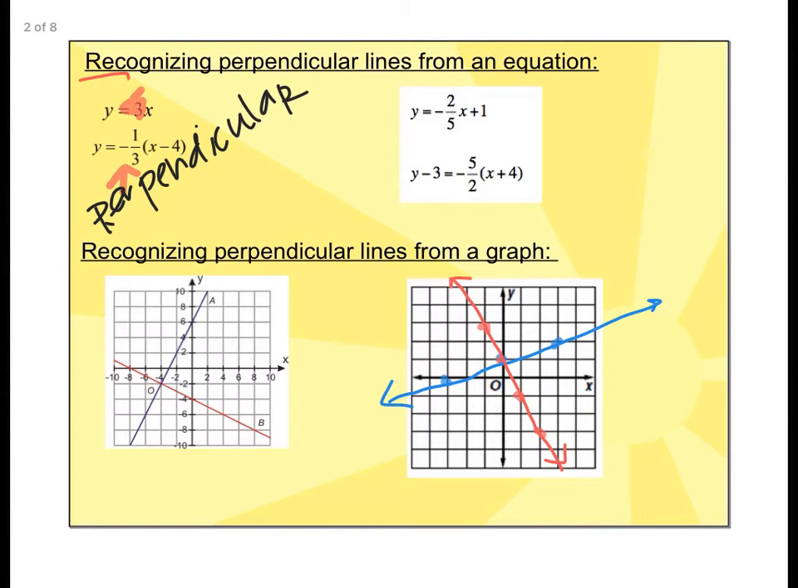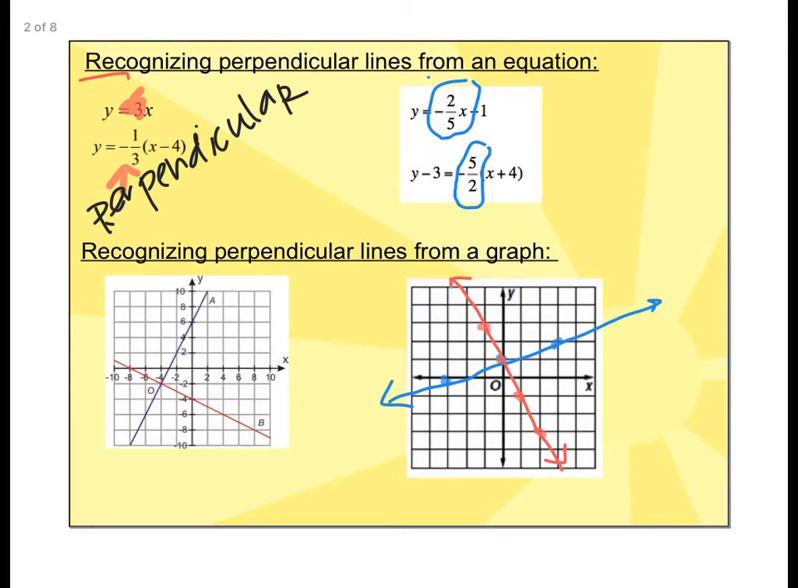Okay, let's check the next one. I can see my slope in the first one here. It looks like -2/5 is my slope. And then my second equation is in point slope form, which I can see my slope there as well. If you remember, the general form is y minus y1 is equal to m times x minus x1. So this is my slope in the second one.